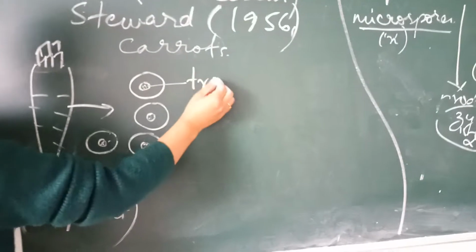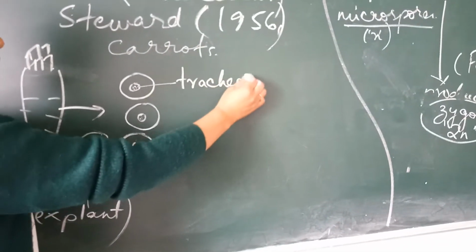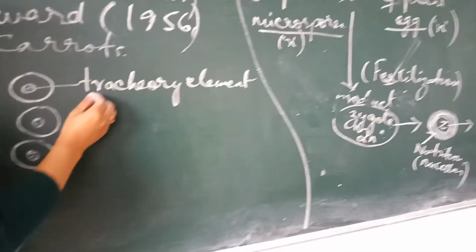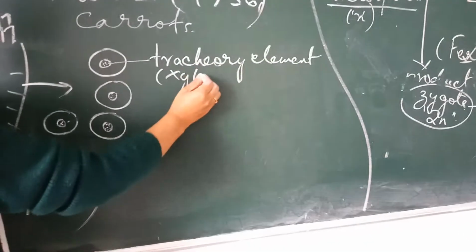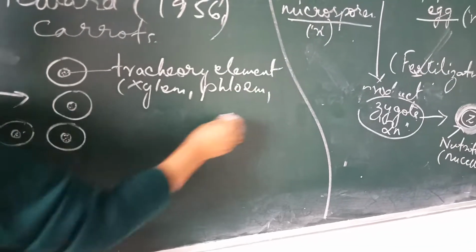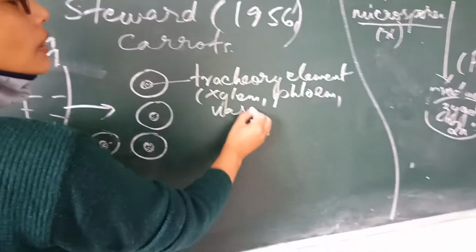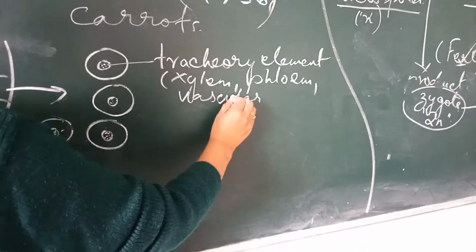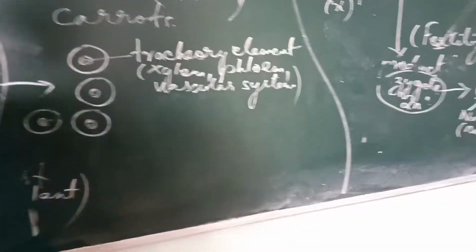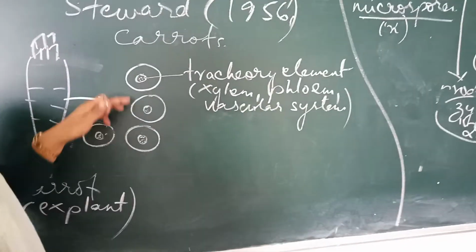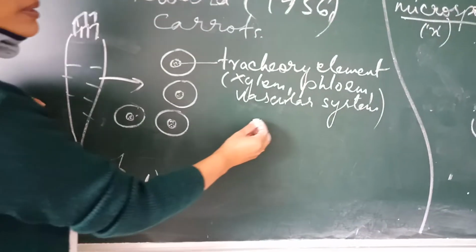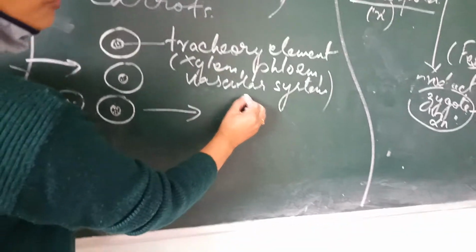This tissue is actually the tracheary elements. What does it mean? It contains the xylem as well as the phloem. And what are these? These are the vascular system of the plant. So he took this and cut the carrot into thin sections, and then what did he do next? He prepared a media.